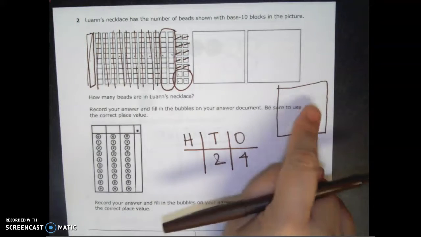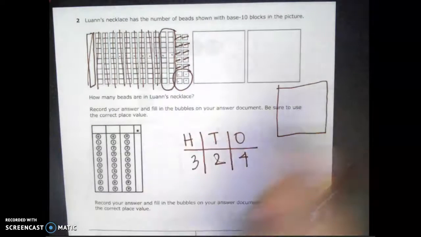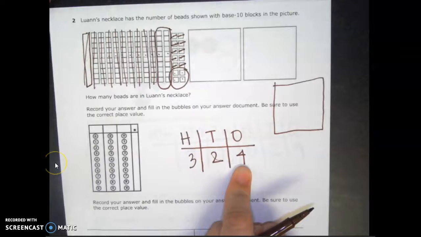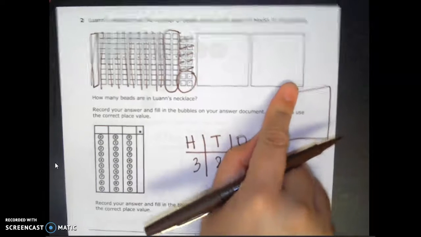And then how many hundreds do we have? We have 3. So 324 beads is the number of beads that were on her necklace.